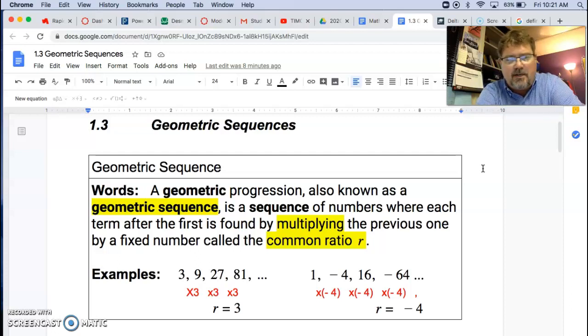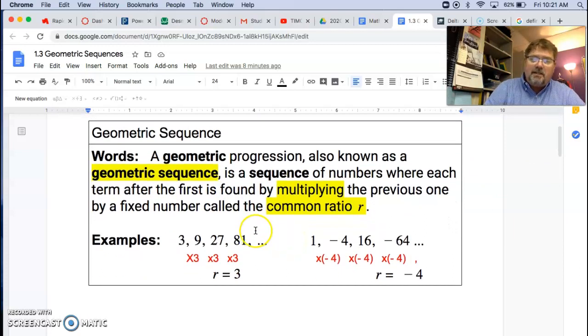But this one is called geometric, and in words, a geometric progression, which is what this is, also known as a geometric sequence, is a sequence of numbers where each term after the first is found by multiplying. So there's the key difference. The previous one by a fixed number called the common ratio.